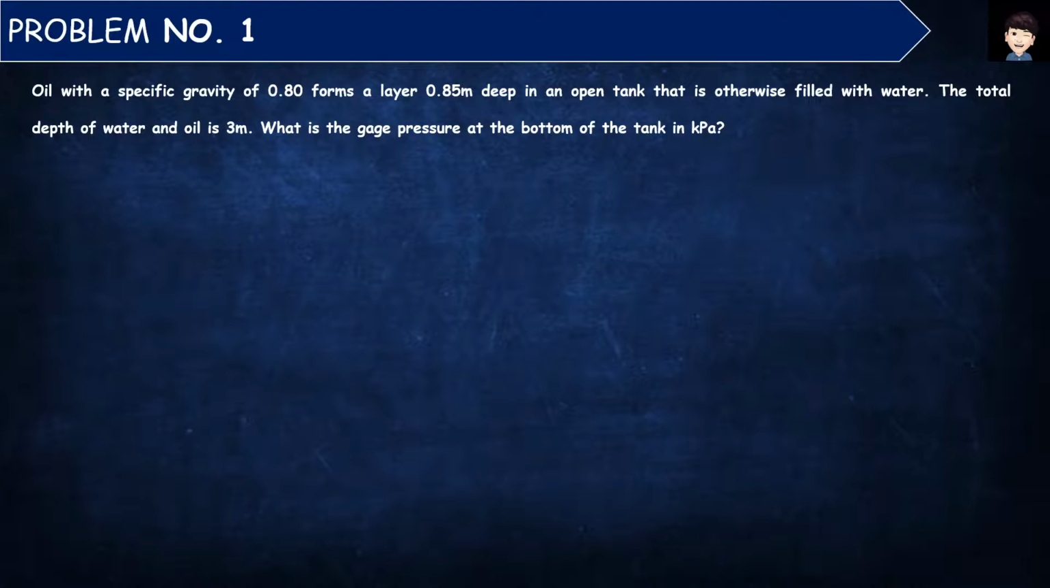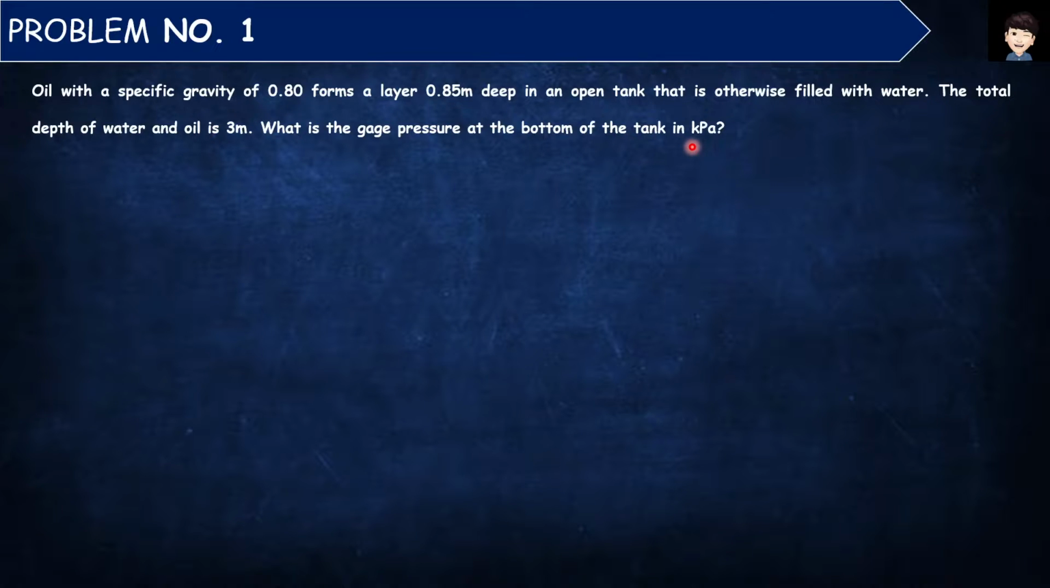Problem number 1. Oil with a specific gravity of 0.80 forms a layer 0.85 meters deep in an open tank that is otherwise filled with water. The total depth of water and oil is 3 meters. What is the gauge pressure at the bottom of the tank in kilopascals?